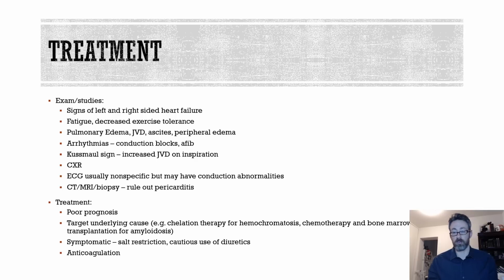The treatment overall, though, for this is poor. Or so I should say there's a poor prognosis with treatment for this. You have to basically target the underlying cause and hopefully it's effective. So any kind of chelation, for example, for hemochromatosis, chemotherapy for somebody who has any kind of metastases, and bone marrow transplants for something like amyloidosis, for example. These are things that can be attempted to help conserve not only the heart, obviously, but this is treatment for the patient as a whole for the underlying disorder.